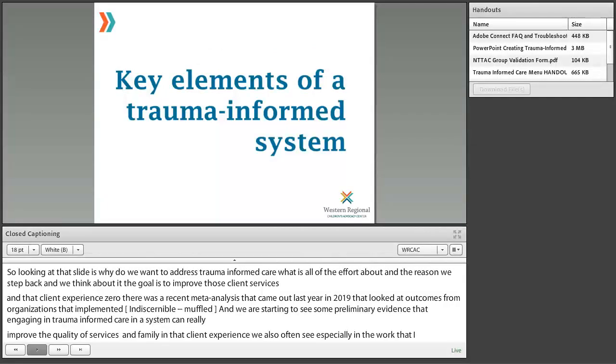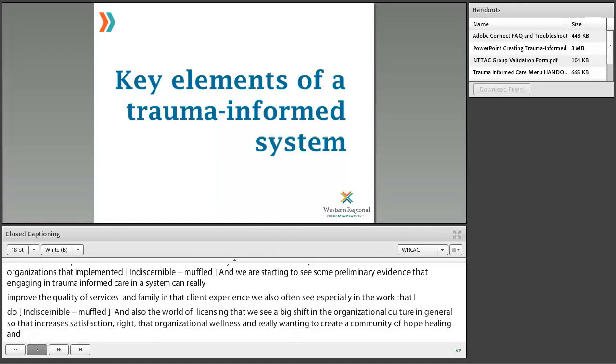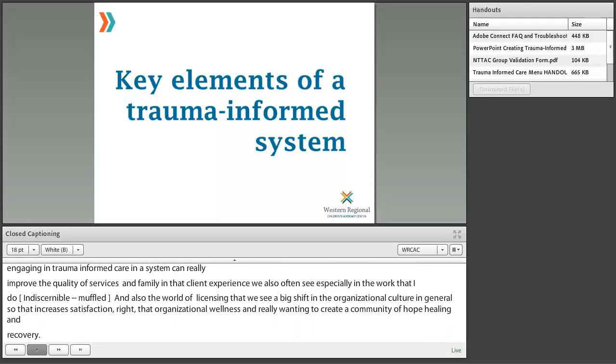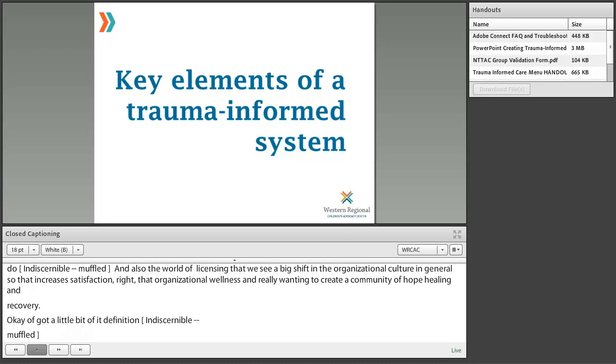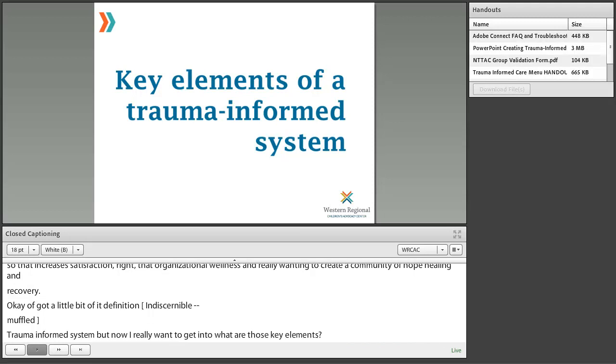Okay, so that's kind of a little bit of a definition, operationalizing what we're talking about when we're talking about a trauma-informed system. But now I really want to get into what are those key elements. There were a lot of wonderful questions that were asked when you guys registered. I really appreciated that. I thought that was really great. And a lot of the questions were focused on how do we know if we're trauma informed? What practically can we do to move our organization in this direction? And so hopefully by going over some of these key elements and some examples, we'll get more of a practical sense of what this looks like.